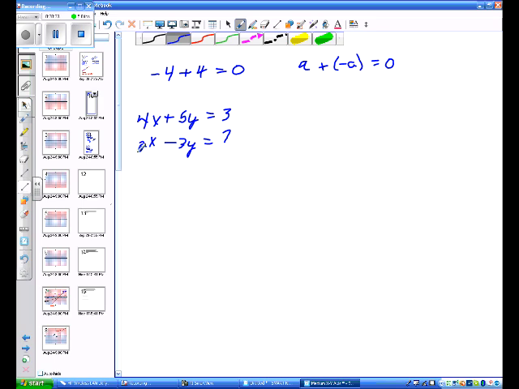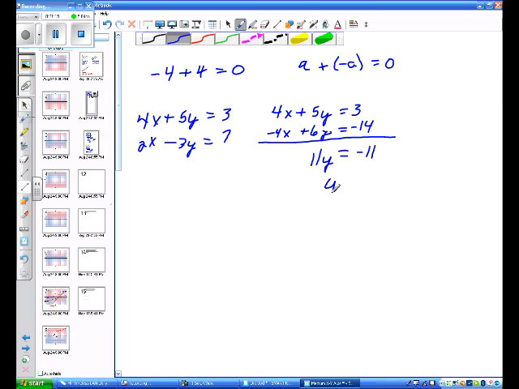But in this case, if we multiplied this equation by -2, then we would have opposite coefficients here. And as long as we multiply the whole equation, we can multiply it by anything we want. So I'm going to leave this equation alone, and I'm going to multiply this whole equation by -2. Well, -2 times 2x is -4x. -2 times -3 is positive 6y. And -2 times 7 is -14. Now if I add these equations together, I get 0x, I get 11y, and I get -11. Now I have an equation with only one variable, and I know how to solve those.